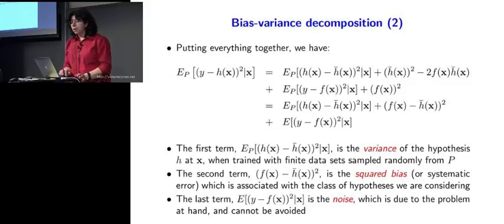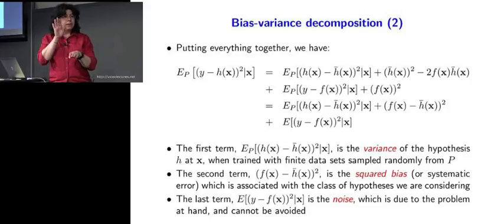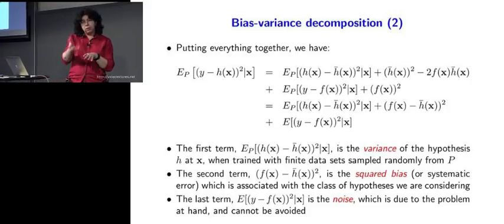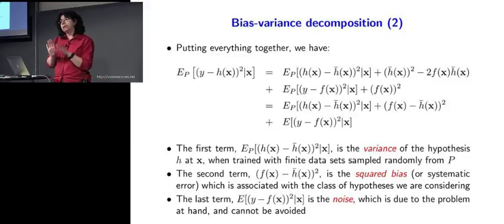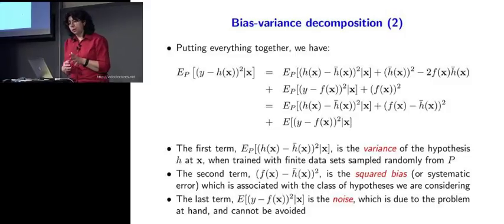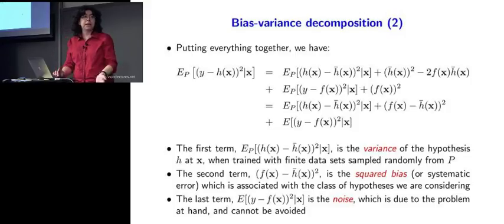What's this h of x minus h bar of x squared? Well, this basically is telling me the variance in the hypothesis class. In other words, if I were to take a data set and then take another data set and do these fits, how much variability do I have between the different hypotheses? And so this is essentially what's causing overfitting. If I have very high variance, maybe because the hypothesis class is very rich, or I don't have enough data for that particular hypothesis class, then this term is going to be high.